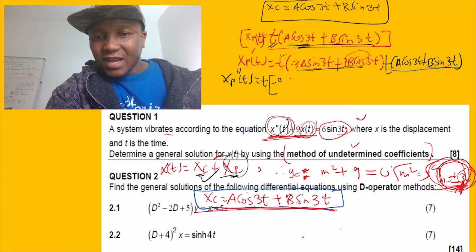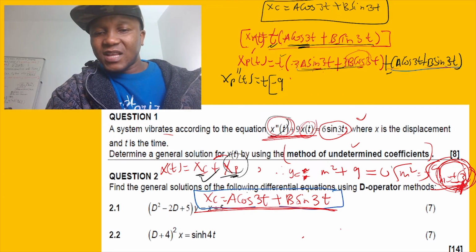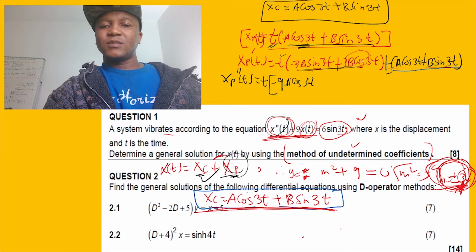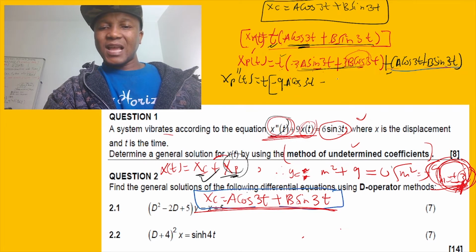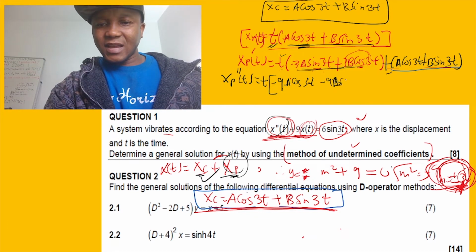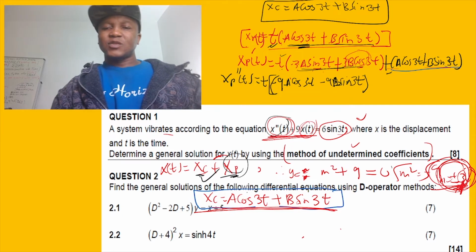This is going to be negative 9, and then this negative 9 is going to be A, and this is going to be cos. And this is going to give us negative 9 as well, but this is going to be B. Negative 9b, and then it's going to be sine 3t. So here we're done already. You understand what I'm saying?